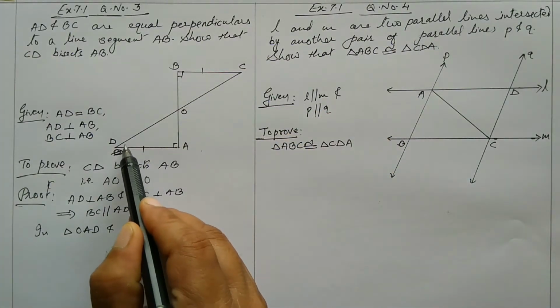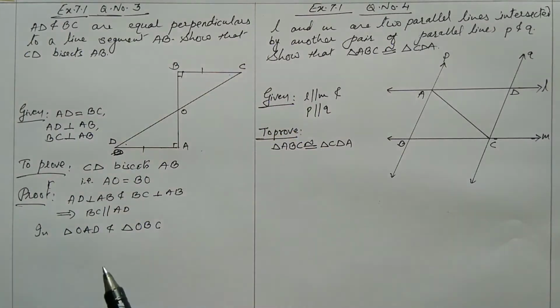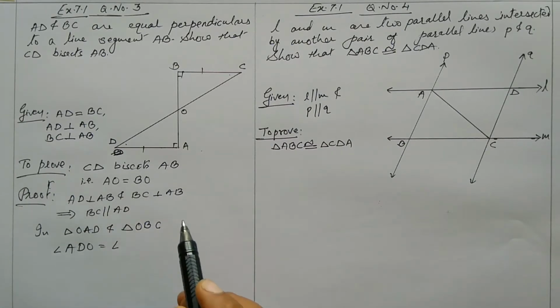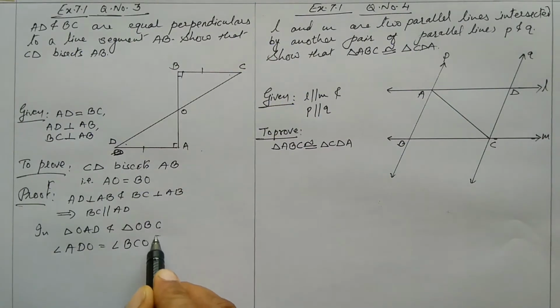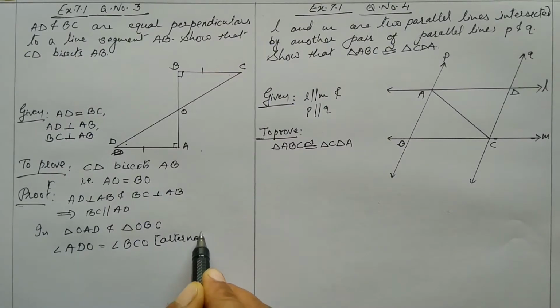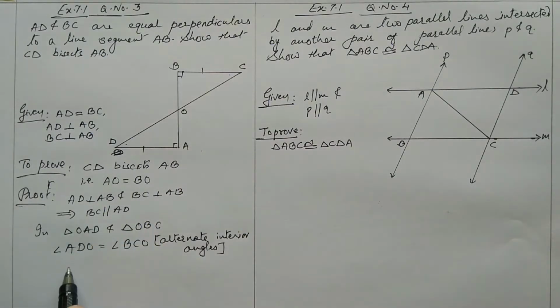Now you have proved that BC is parallel to AD, and if you consider CD as a transversal, then this angle is congruent to this angle. So we can write angle ADO is equal to angle BCO, alternate interior angles. Okay, alternate interior angles.